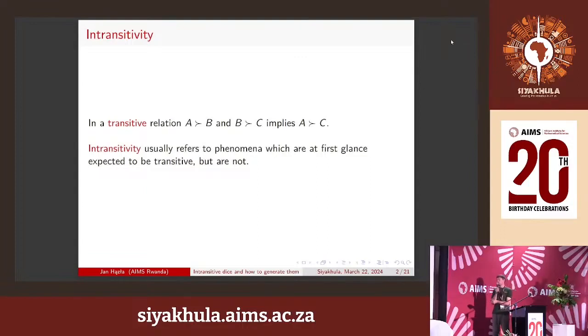Hopefully most of us will know a transitive relation is a relation that satisfies the following axiom. If A is in relation with B and B is in relation with C, then A is in relation with C. So an intransitive relation is one which is not transitive, but usually intransitivity will refer to situations where at first glance you might think, oh, this should be transitive, and then you realize, oh, actually it is not.